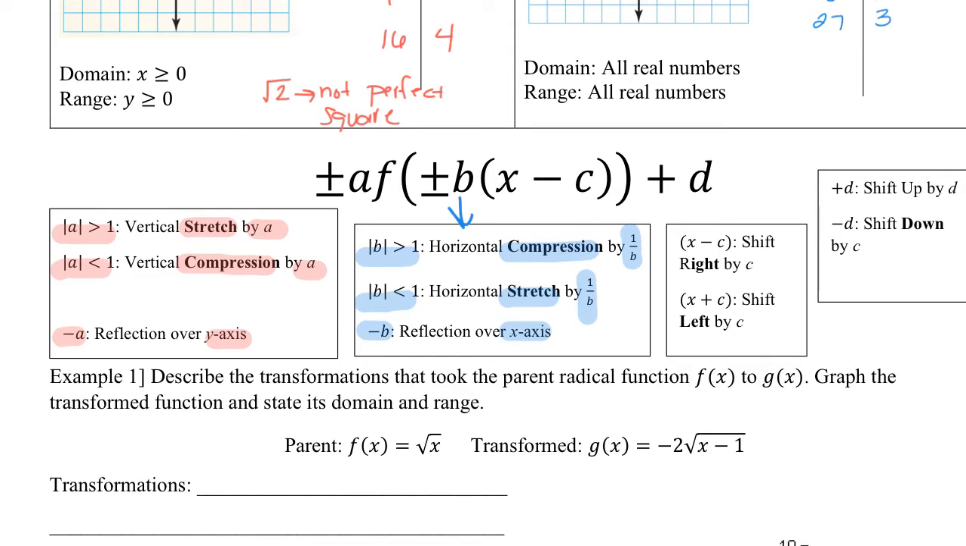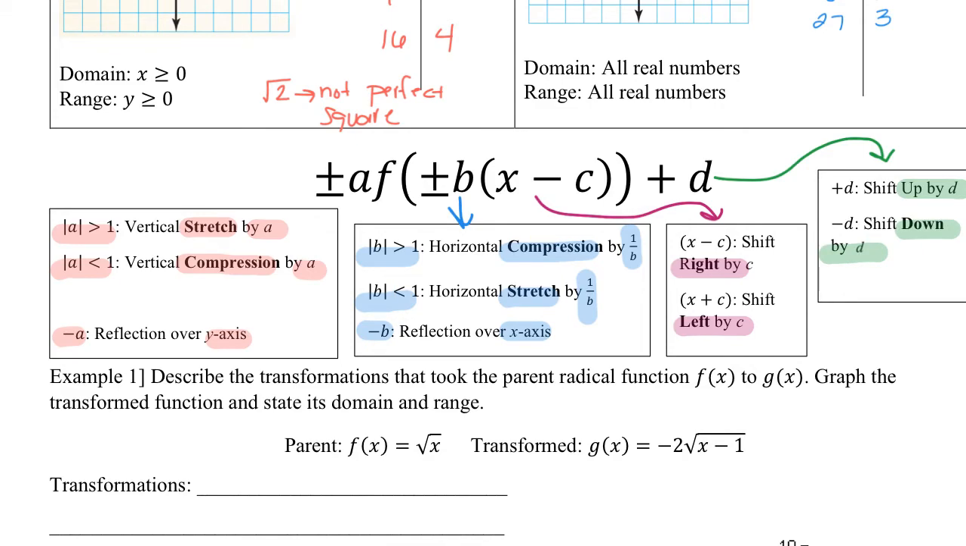Then we have our c value on the inside as well, so this is also going to be backwards. So if you have x minus c, since it's backwards, you're actually shifting right by c units. x plus c means you're shifting left by c units. And the last transformation is the d at the end. This is the one that is not inside, so it makes sense with what the signs are showing. Plus d shifts up by d units, minus d will shift down by d units.